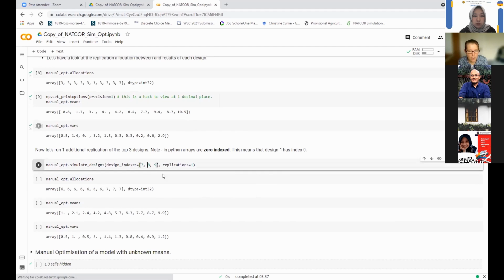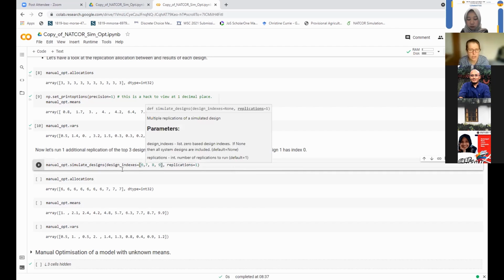So what we do here, at the moment, it's set up so it will look at the last 3 designs. So remember, Python starts at 0 and goes up. Its first array entry is the 0th entry, and so its 10th array entry will be the 9th. So that's why it's 7, 8, 9, not 8, 9, 10. So here we've set it up so that it's going to sample designs 7, 8, and 9, which were the 3 best. And we can run with that.